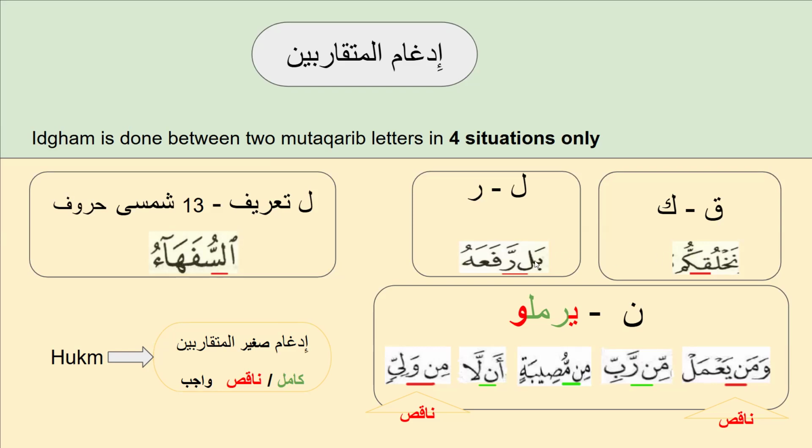Here as well, you can see barra. When you say barra, you're going straight from the ba to the ra, dropping the lam completely into ra. So ra is carrying a shadda. It is also an indication it's a complete merging.